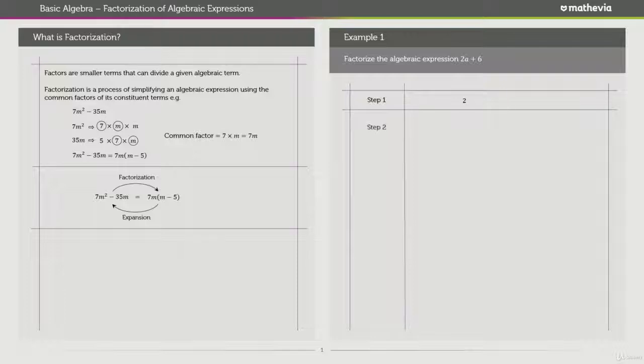Now that we have a common factor, we can go ahead and factorize. We have 2a plus 6, and if we divide that by 2, 2a divided by 2 is a, and 6 divided by 2 is 3. So we factorize and we have 2 multiplying a plus 3. Simple, straightforward. Let's move on.